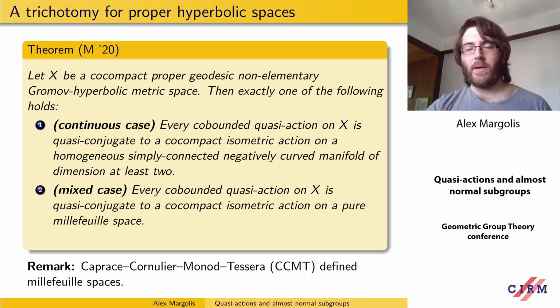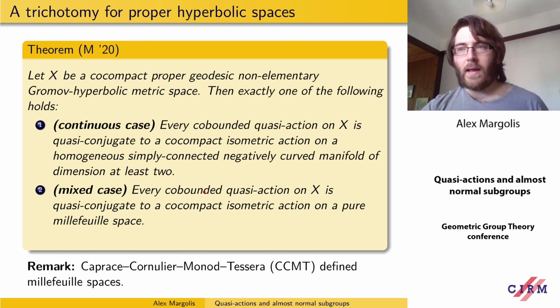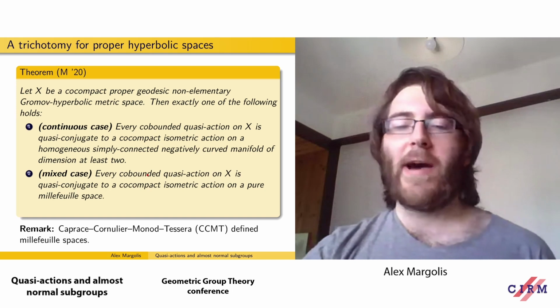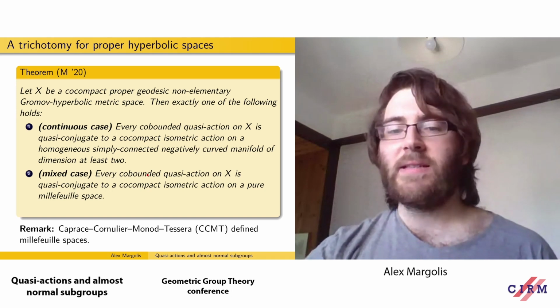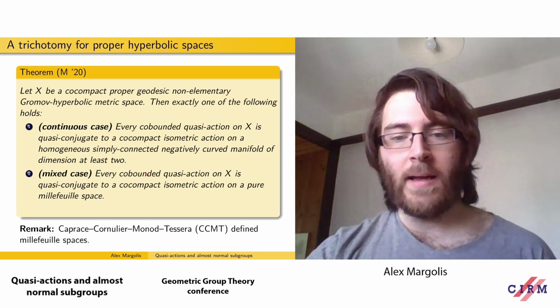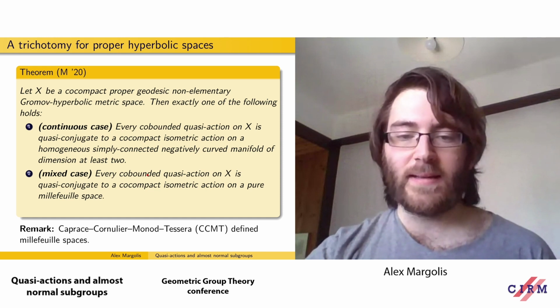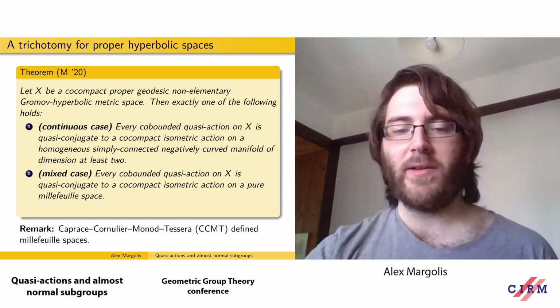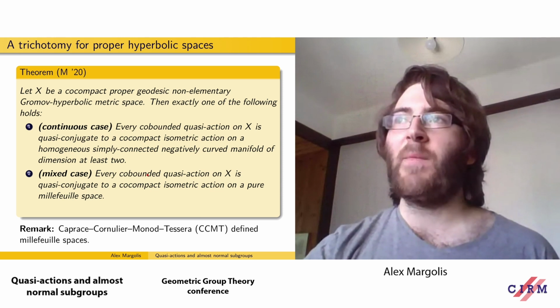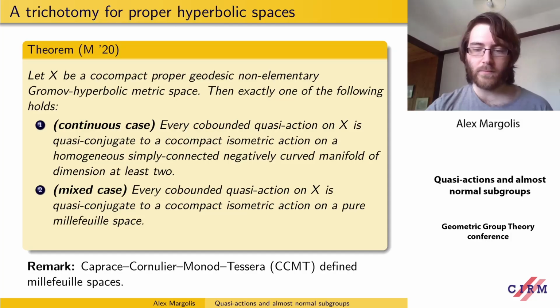Then there's a mixed case, which is action on a space which has both discrete and continuous behavior. So every co-bounded quasi-action can be quasi-conjugated to an isometric action on a pure Milfaux space. These were defined by Caprace, Cornulier, Monod, and Tessera in their study of locally compact amenable hyperbolic groups. And these are sort of a warped product between a tree and a negatively curved homogeneous space. So the discrete behavior comes from the action on the tree, and the continuous behavior comes from the action on the homogeneous space.